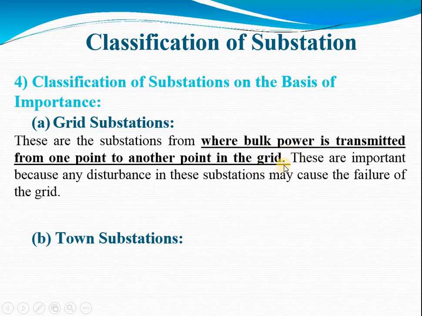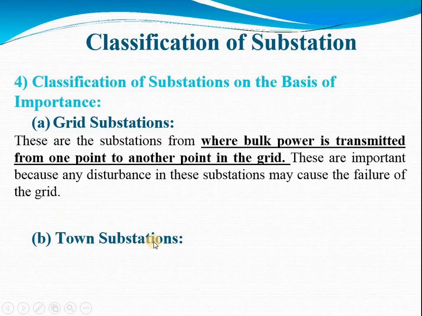So you can consider one particular region as one particular grid, namely north grid, north region, south grid, south region, east grid, east region, west grid, west region, and there is a fifth region that is called the northeast region or northeast grid. All these grids are connected to each other with the help of transmission lines. This is a very important substation, because any disturbance in these substations may cause the failure of the grid.